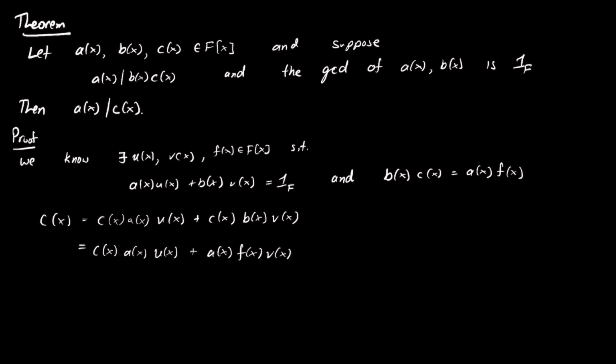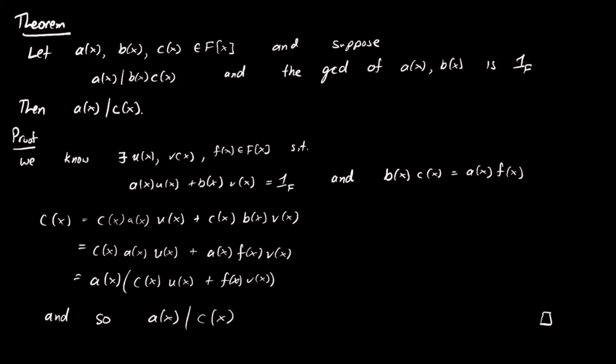And remember, we're working over a field, so all of our multiplication in F[x] is commutative. So I can factor out this A of x, and I'll get C of x times U of x plus F of x times V of x. And so what do we see? We see that A of x has to divide C of x.